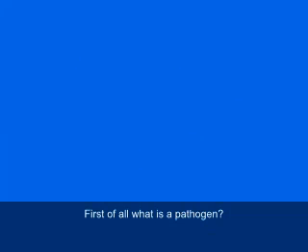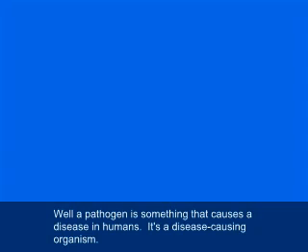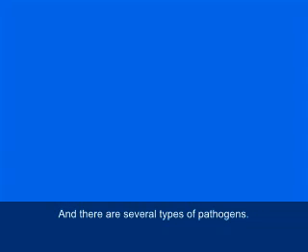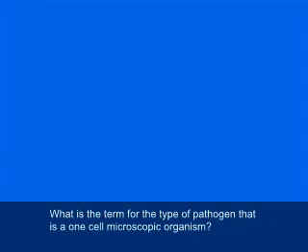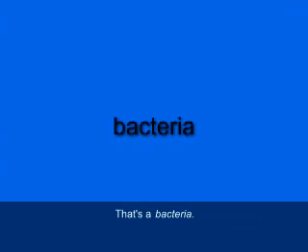First of all, what is a pathogen? Well, a pathogen is something that causes a disease in humans. It's a disease-causing organism. And there's several types of pathogens. What is the term for the type of pathogen that is a one-celled microscopic organism? Well, that's a bacteria. Bacteria.